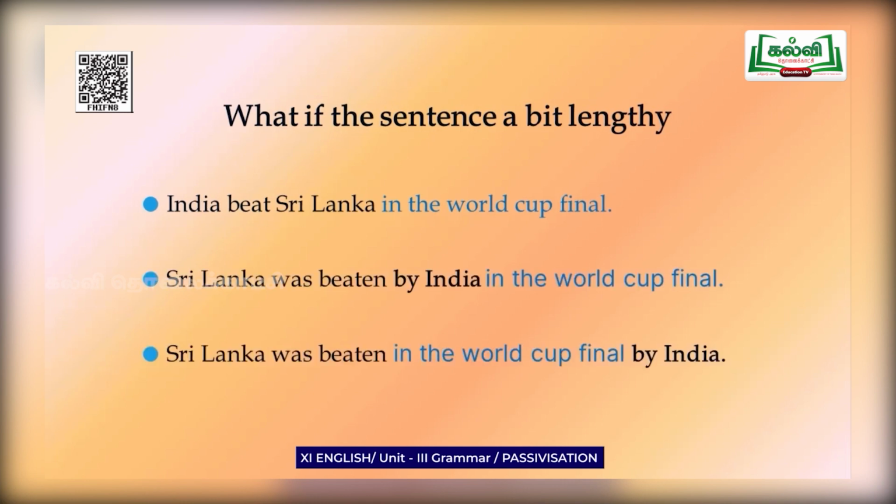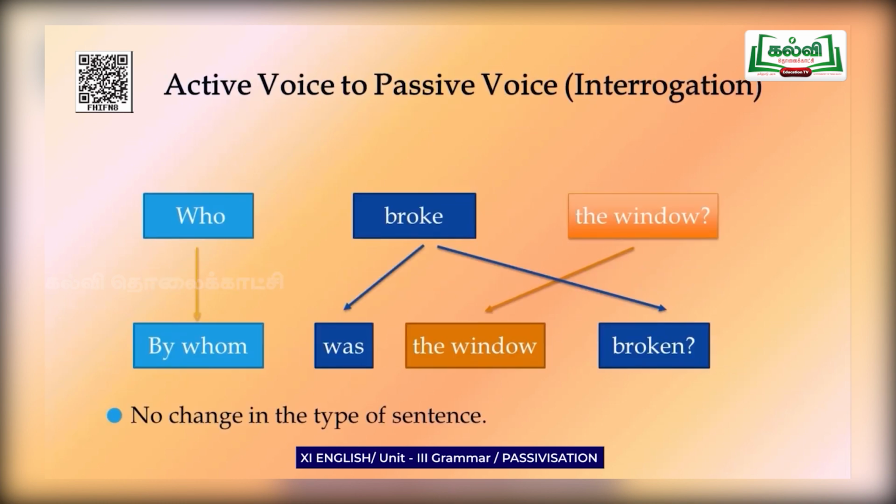Let's see the transformation. Sri Lanka was beaten by India in the World Cup final. Sri Lanka was beaten in the World Cup final by India. Both transformations are acceptable. What if the sentence is interrogative when you are going to change active voice to passive voice? Look at the example. Who broke the window? It is transformed to By whom was the window broken? Here, the verbal structure isn't changed, but the position of be form verb and past participle go as per the question.